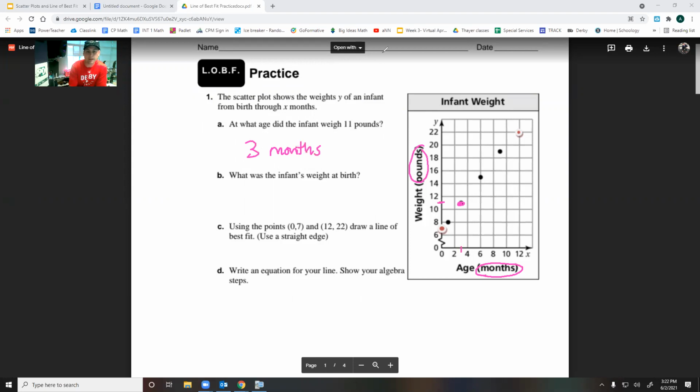Part B. What was the infant's weight at birth? Well, at birth, you're 0 months old, and there's a weight data piece right there between 6 and 8, so that'd be 7 pounds we would estimate.